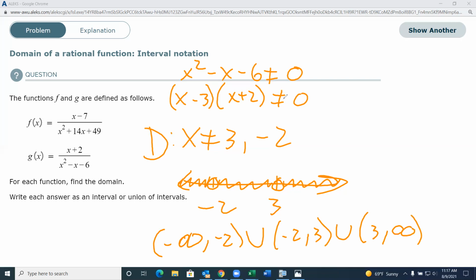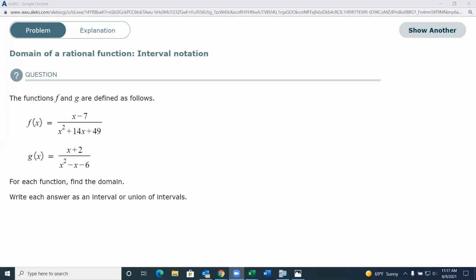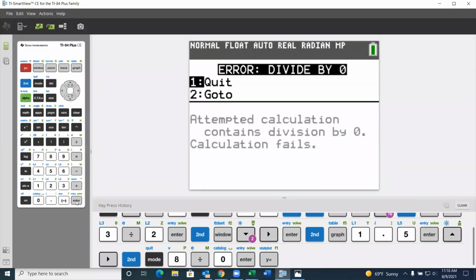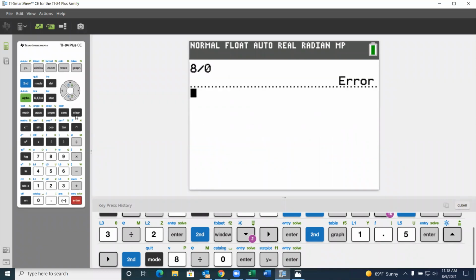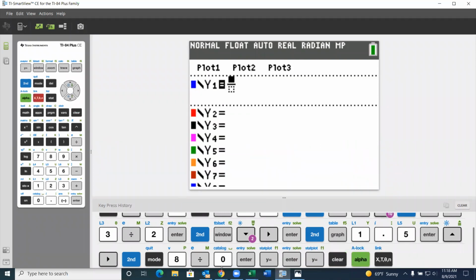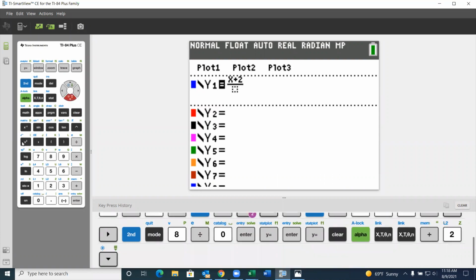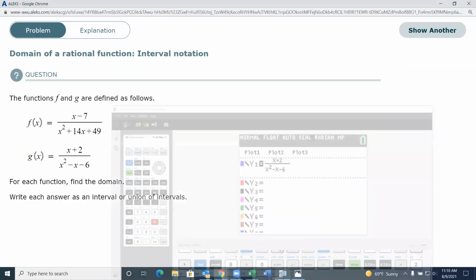Now, lest you don't believe me, let's check it out on the calculator real quick, okay? So, oh, I gotta hit the quit button. Okay, let's go here, and I'm gonna just type in the function. So x plus 2 over x squared minus x minus 6. I think that was what I had for sure.